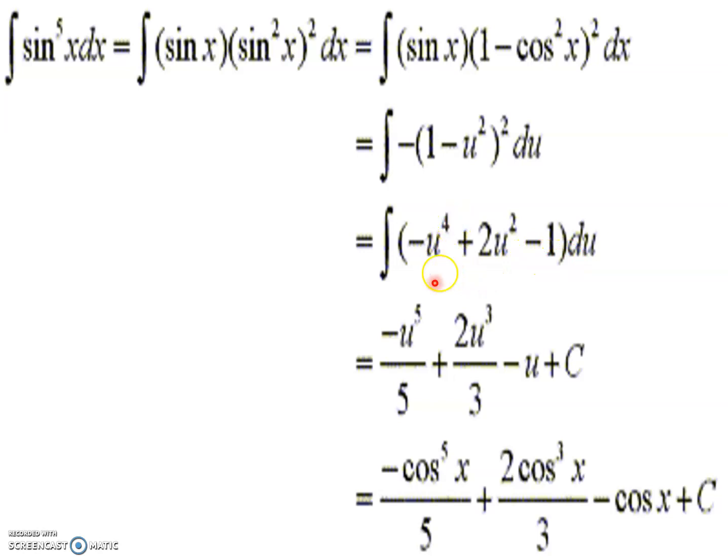Integration of u raised to 4 is u raised to 5 upon 5. Integration of u square is u raised to 2 plus 1 upon 2 plus 1, that is 3. Integration of 1 is u plus c. We have to resubstitute the value of u. u is what? cos x. That's why minus cos x raised to 5 upon 5 plus 2 cos cube of x upon 3 minus cos x plus c.